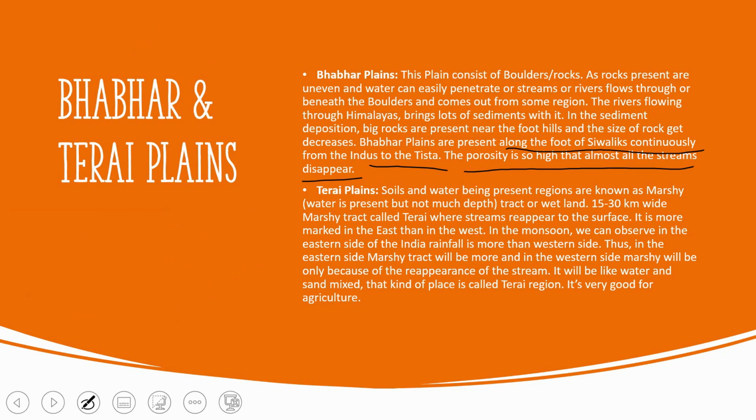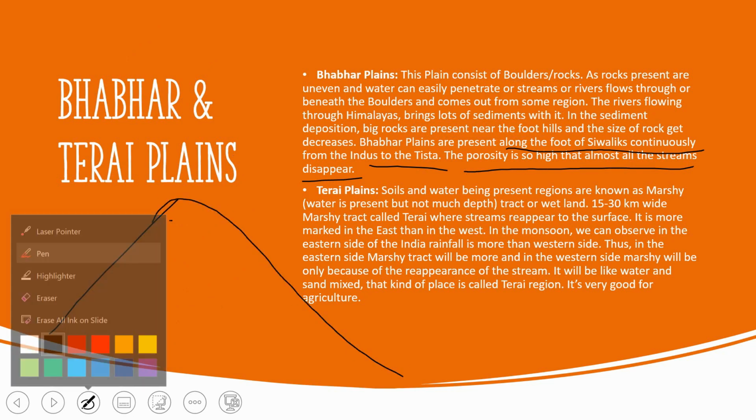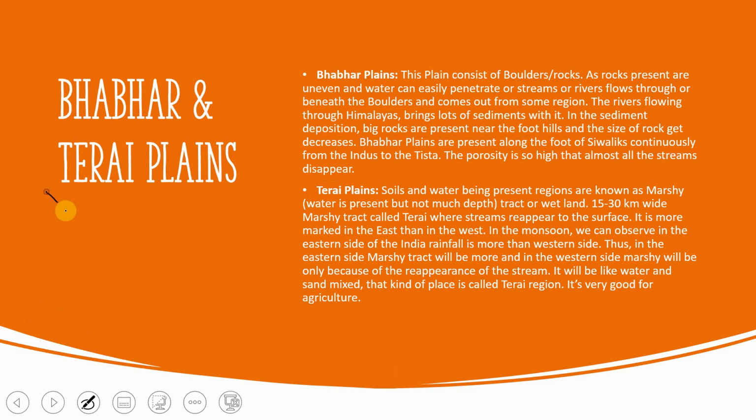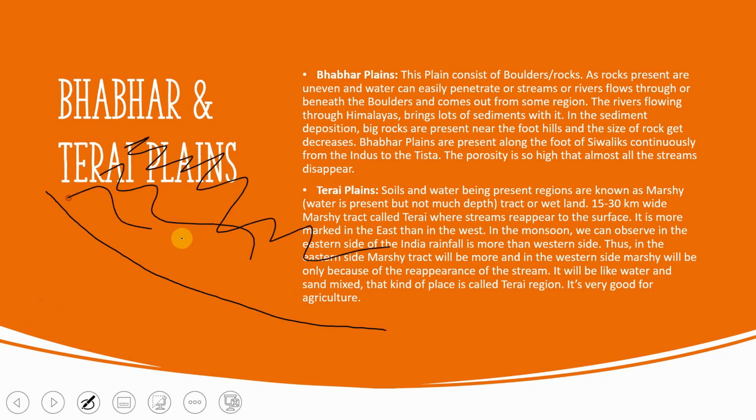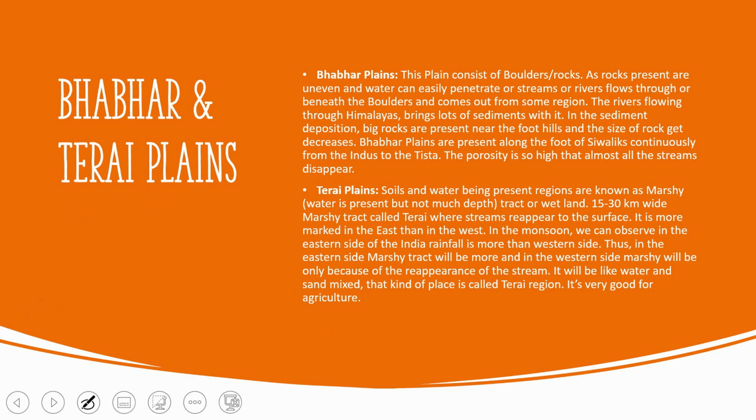I have already explained how the Shivaliks got formed. The Shivalik range formed because of sedimentation, and you can find this explanation in the formation of Himalayas lecture: how the Greater Himalayas formed and the reasons behind it, then the Middle Himalayas, then the Lesser Himalayas, then the Shivalik range. This is your Bhabhar plains, where the water disappears and flows beneath the boulders.